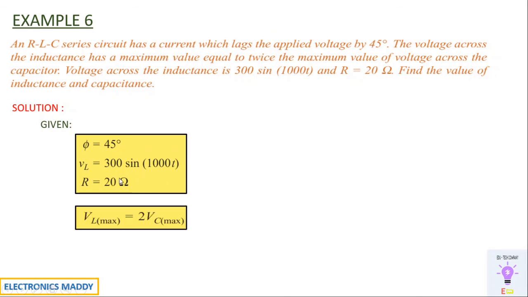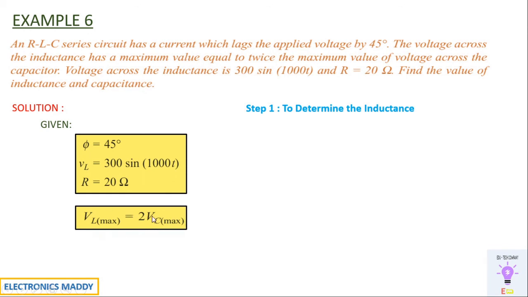So we will start off with the problem, but one important observation with respect to the given data: the voltage across the inductance, that is VL max, has a maximum value, so we are representing it as max, and it is equal to twice the maximum value across the capacitance, so 2 times VC max. So representing in this particular fashion.